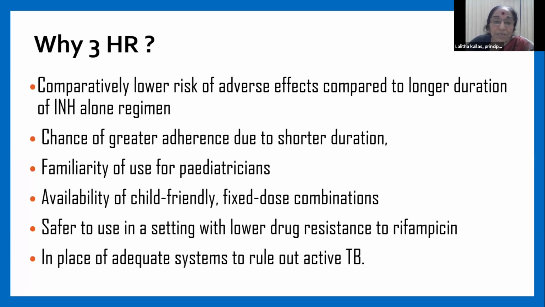And familiarity of use for pediatricians. I think most of us agree that around 20 years ago we were using INH and rifampicin for the treatment of tuberculosis, initially with streptomycin, INH and rifampicin, and then with continuation of INH and rifampicin. We even used INH and rifampicin for preventive treatment as well. So I think we pediatricians are more familiar with INH and rifampicin. Much more important, we now have child-friendly fixed dose combinations of INH and rifampicin. Another thing is that if you use INH alone, a somewhat higher incidence of resistance has been reported, whereas resistance to rifampicin is much less. So it is better to use a combination of INH and rifampicin. And of course, we have an adequate system to rule out active tuberculosis. These are the points why we selected INH and rifampicin rather than INH alone.